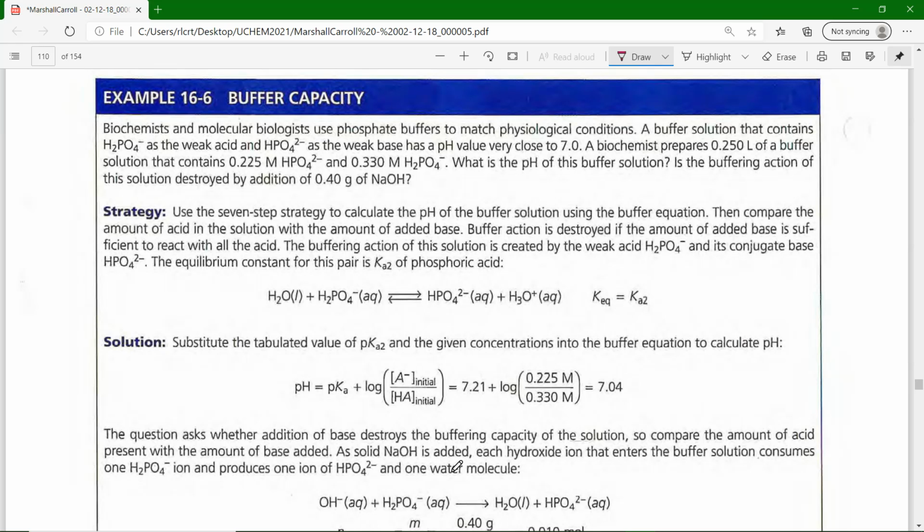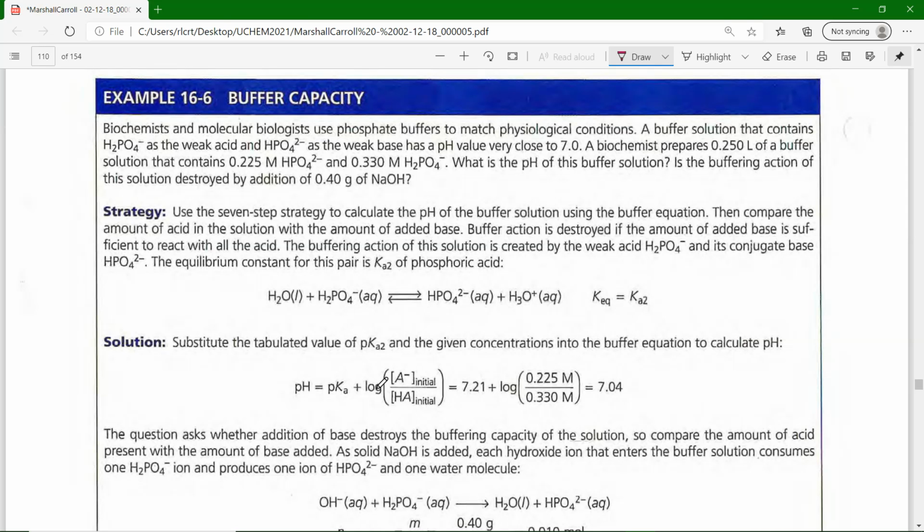A biochemist prepares 0.25 liters of a buffer solution that contains these concentrations: 0.225 molar HPO4 2-, 0.330 molar H2PO4-. What's the pH? And then we're going to add some stuff in. So H2PO4- acts as the acid, so that's the equation you start with. And your Keq would be the second ionization of H3PO4. Fine, okay.